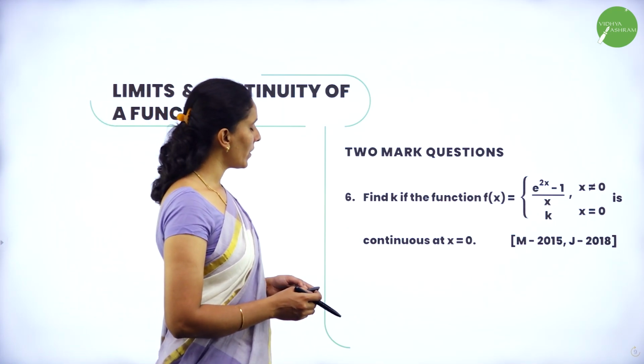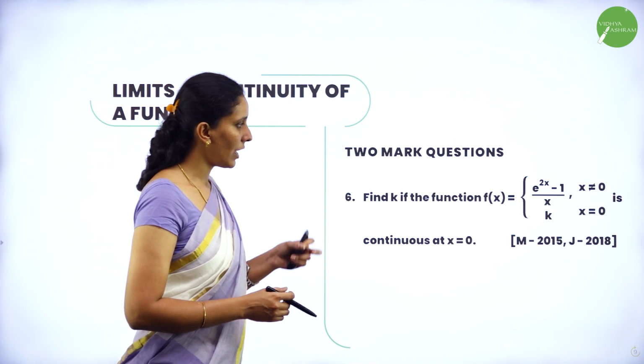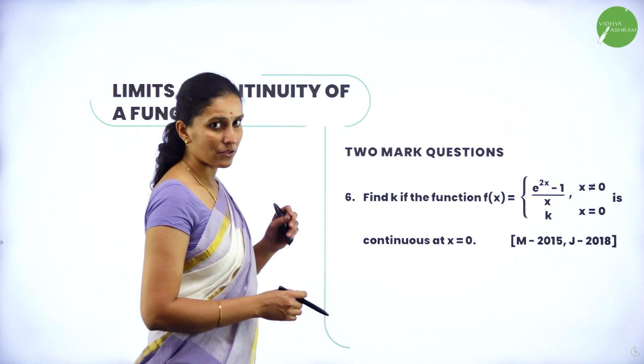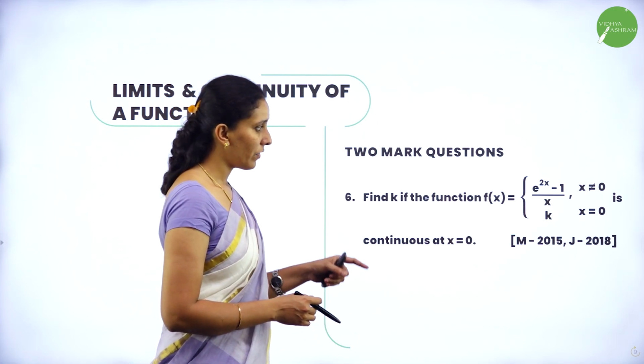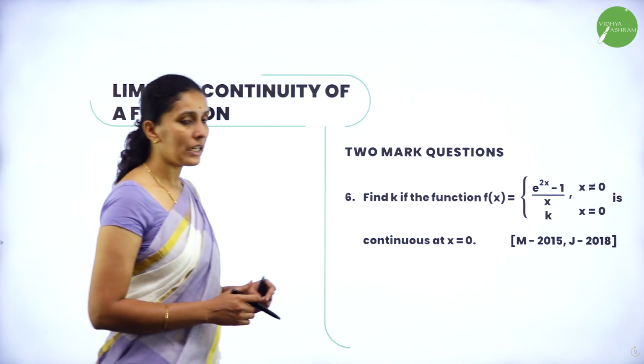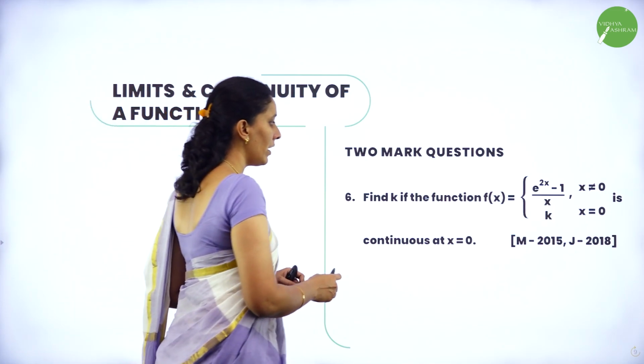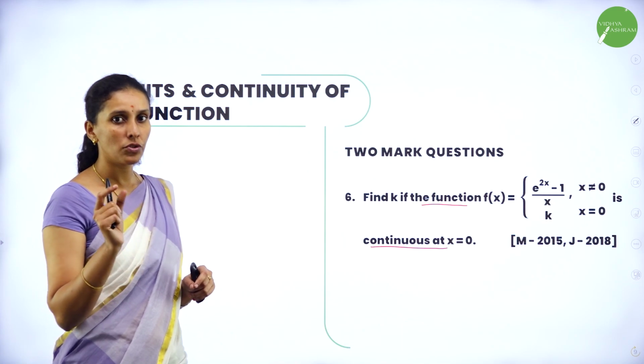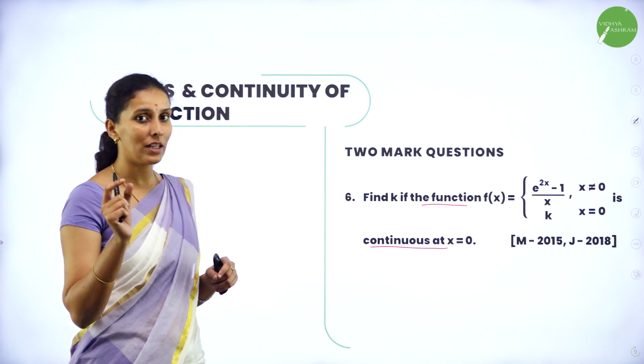Now let's see the question here. Find k if the function f of x equals e to the power 2x minus 1 over x if x is not equal to 0, and k if x is equal to 0 is continuous at x is equal to 0. Whenever the function is continuous, the limit of the function should be equal to the functional value at the given point.